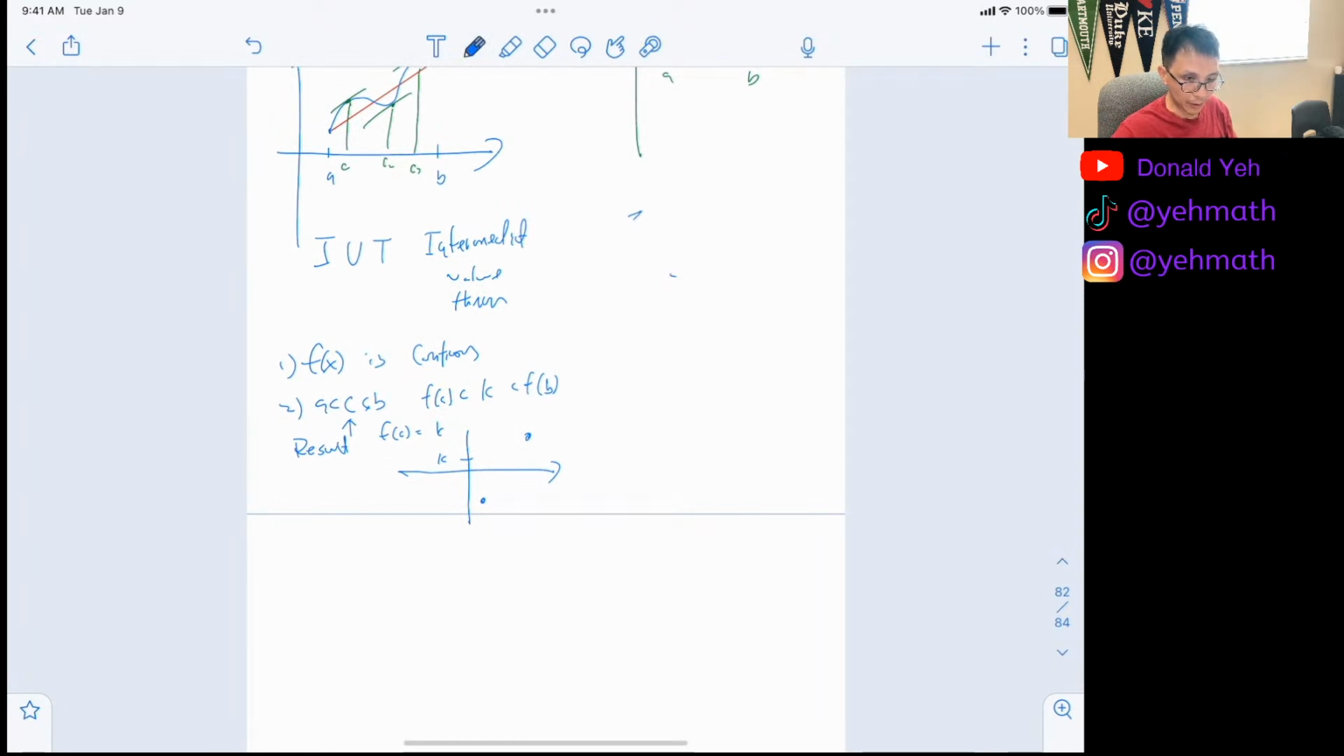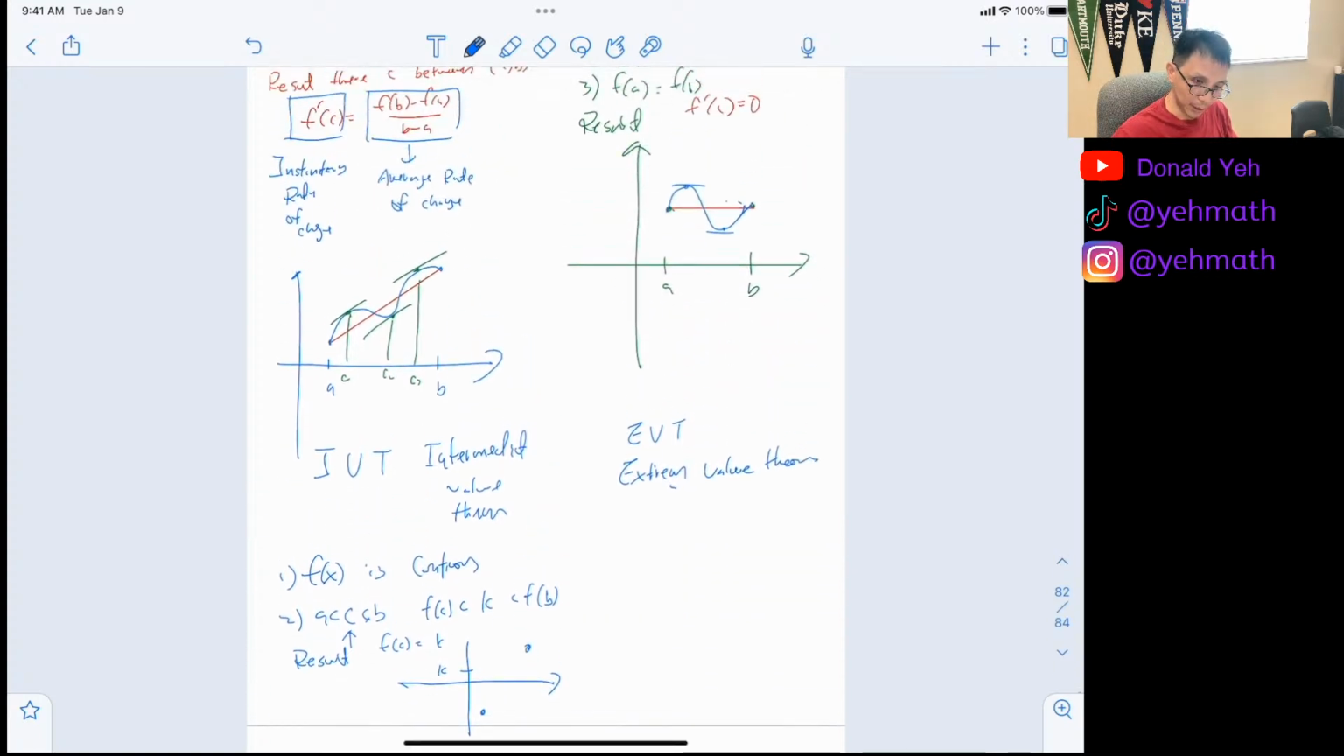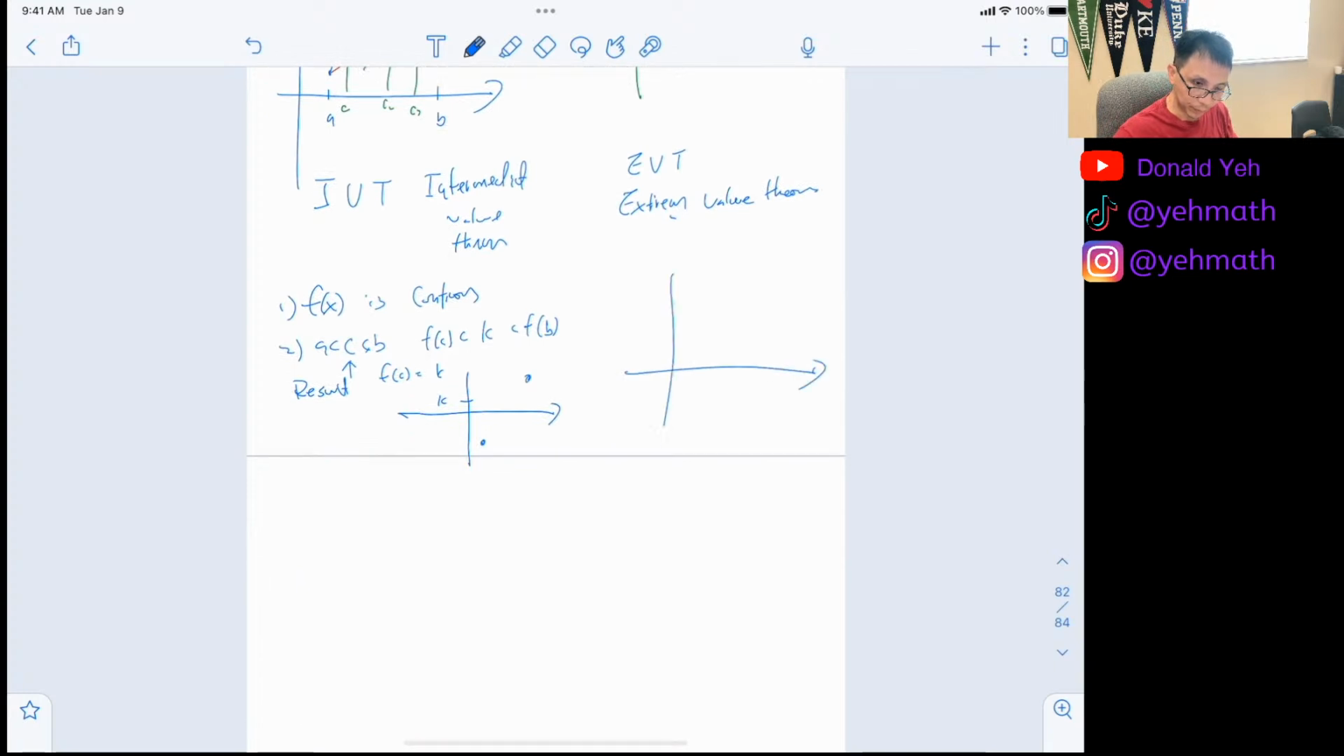One more theorem is called EVT, which showed up in the last question, question 92. A lot of people are asking how to do 92. EVT is called the extreme value theorem. So for the extreme value theorem, the function has to be continuous. So f is continuous between a and b. So the result is what? f of x must have a max value and a min value.